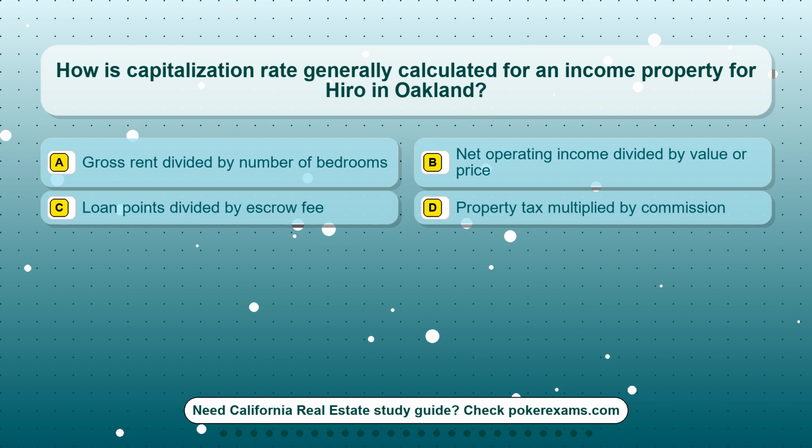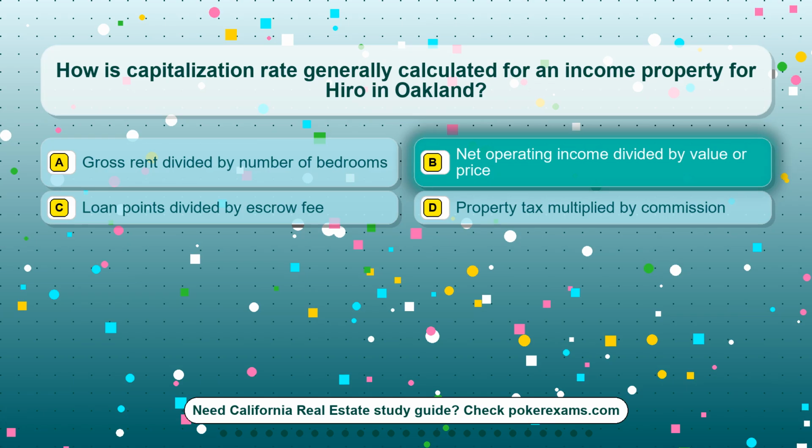Question 13. How is capitalization rate generally calculated for an income property for Hero in Oakland? Option A, gross rent divided by number of bedrooms. Option B, net operating income divided by value or price. Option C, loan points divided by escrow fee. Option D, a property tax multiplied by commission.